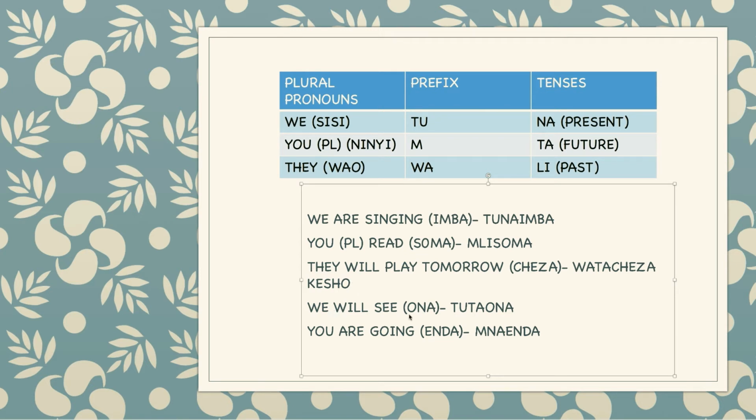And then we will see. And the word for see is ona. So here we're going to have we. Go back to our chart. Tu. Okay. And then future tense. Ta. You put it here. And then we have ona. So tutaona. And finally, you are going. So for y'all, it's m, put it there. And then because this is our going present tense, we have our na and then enda. And it becomes mnaenda.